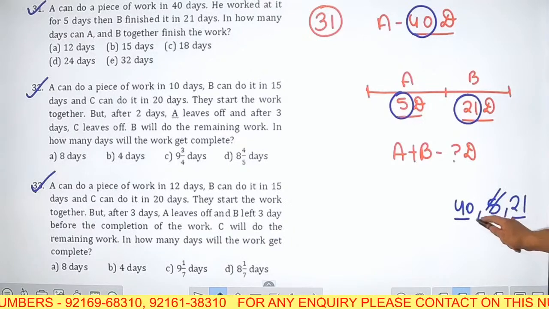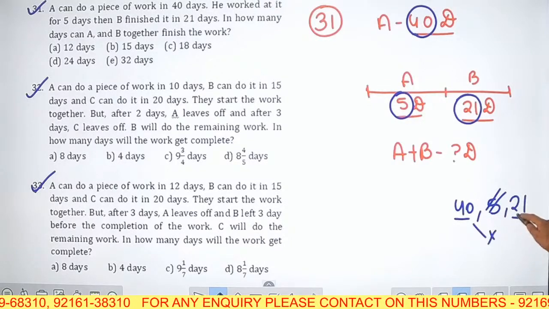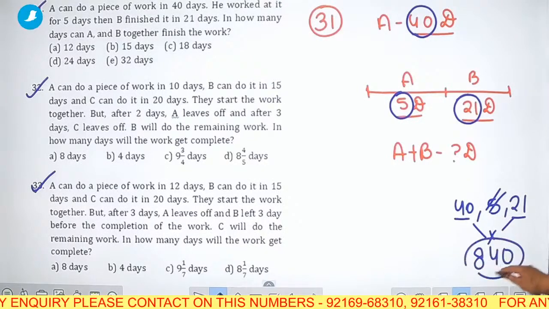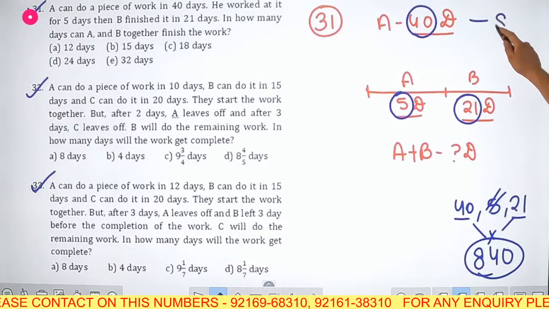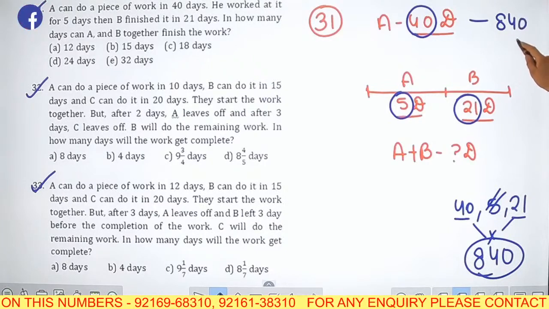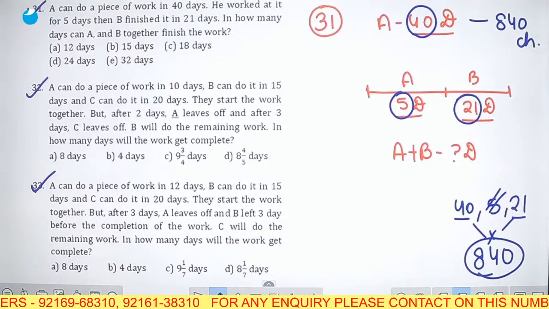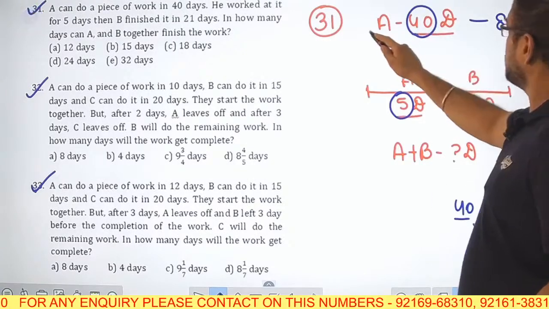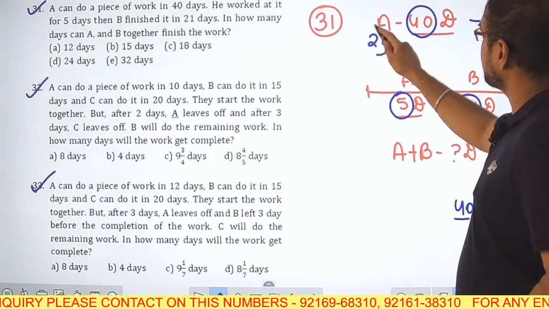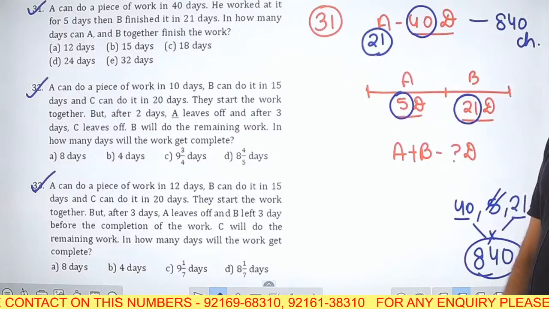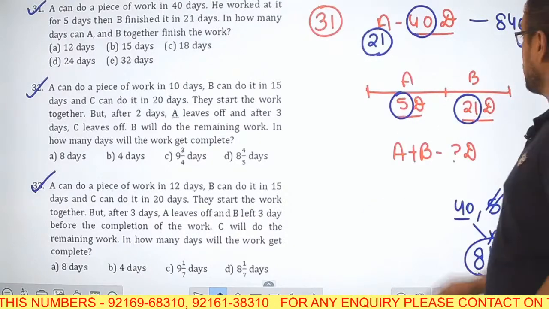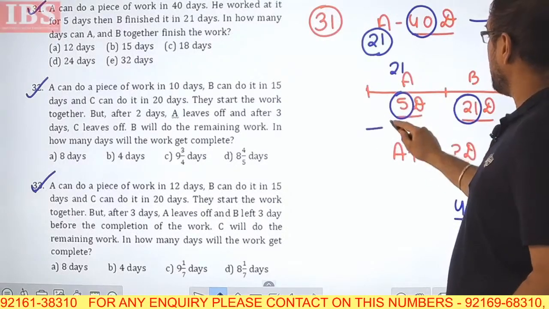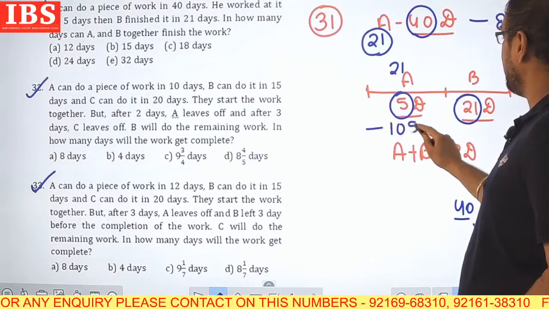That is 40 into 21, that is 840. Let's say that 840 chairs was the project that was given. So he took 40 days, so his efficiency is 21 bache. His efficiency is to make 21 chairs per day. He worked for 5 days. So how many chairs did he make? 105 chairs he made till here.